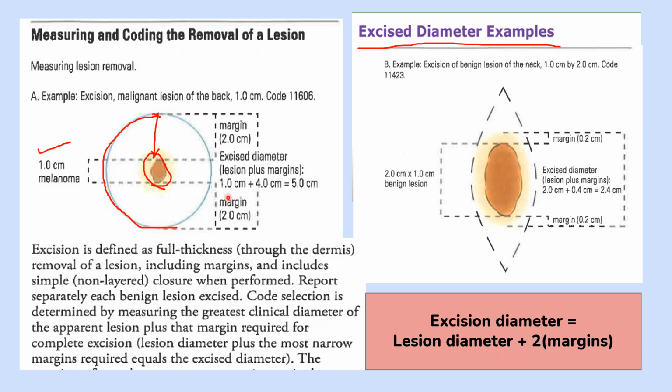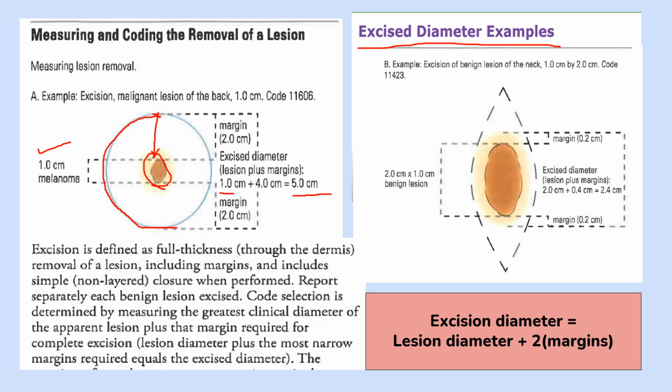So let us see here. What is the excision diameter? 1 centimeter plus 2 centimeter margin, so I will write 2 into 2, that is 4 centimeter. So what will be my excision diameter? It will not be 1 centimeter, it will be 5 centimeter, because I am interested in the excision diameter, not the lesion diameter. So this is very important for you, that this is the excised diameter and this is the lesion diameter.